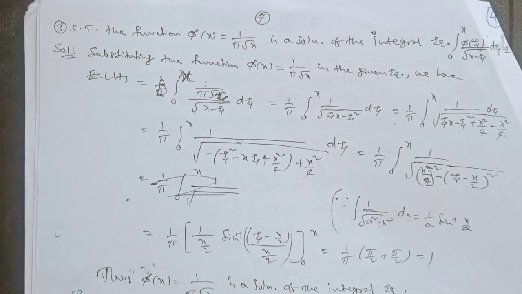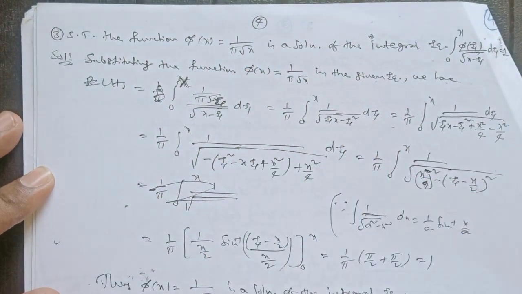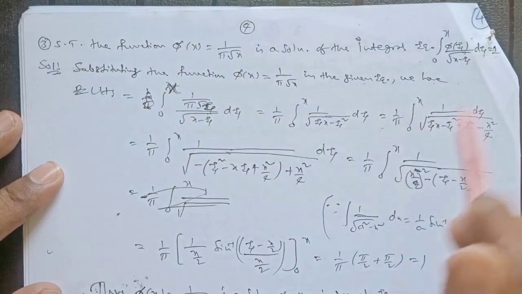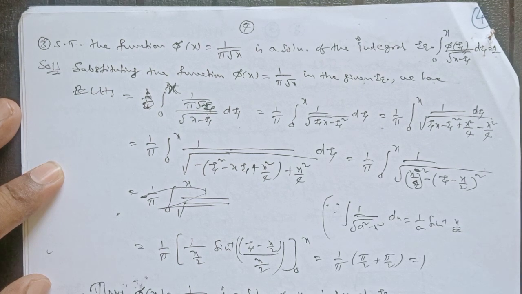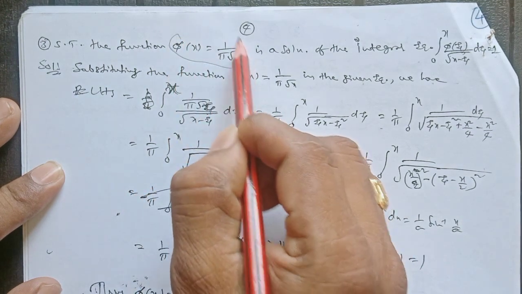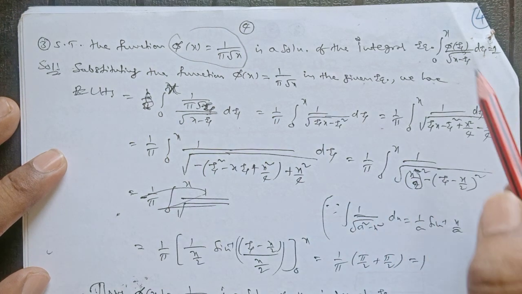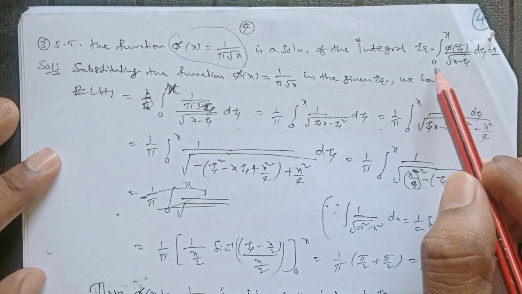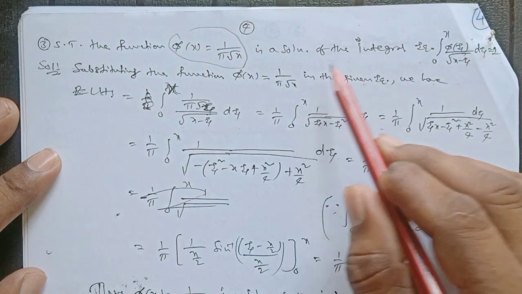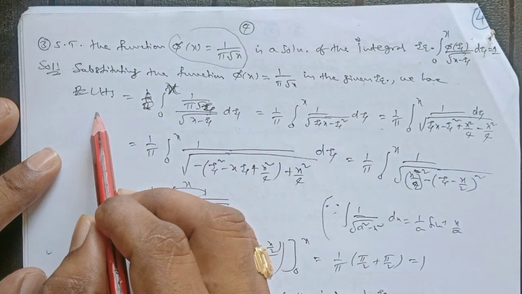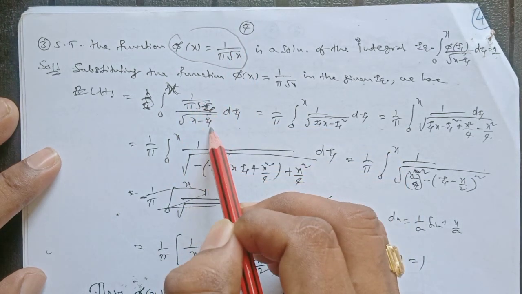See one more example. Show that the function pi of x is equal to 1 by pi root x is a solution of the integral equation. For this integral equation we are going to check whether pi of x is equal to 1 by pi root x is a solution or not. I am checking. I take the left hand side, integral 0 to x pi of xi by root x minus xi d xi is equal to 1. I am substituting this pi of xi value in the left hand side. What is pi of xi? 1 by pi root xi, by root x minus xi d xi.